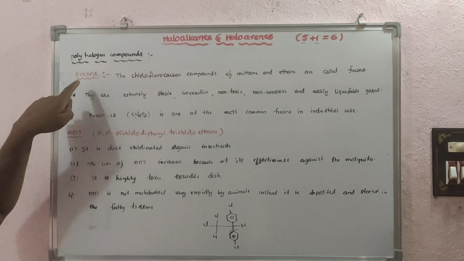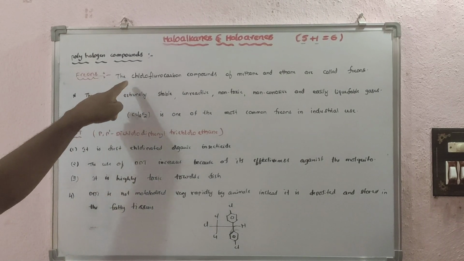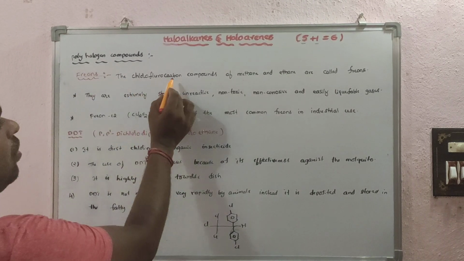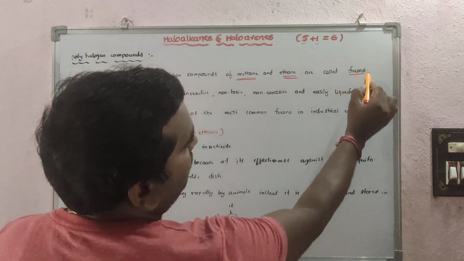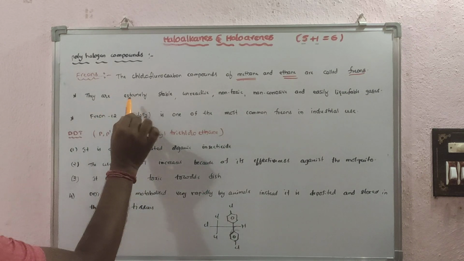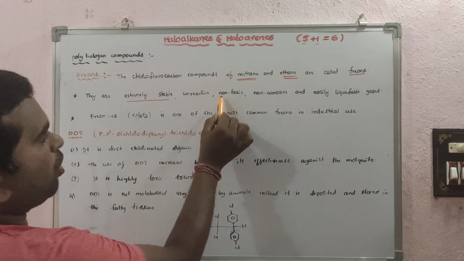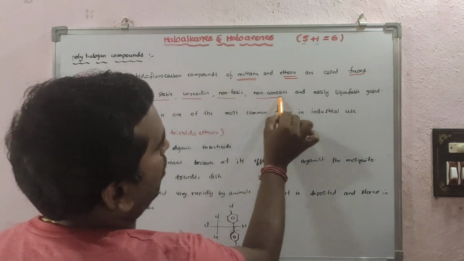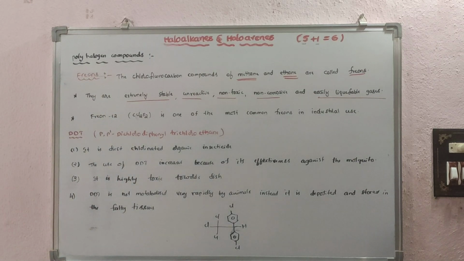Next compound is freons. And what are the freons? The chlorofluorocarbon compounds of methane and ethane are called freons. Methane and ethane. So these are extremely stable. They are very stable in our atmosphere and non-toxic, unreactive, non-corrosive, easily liquefiable gases in our atmosphere.